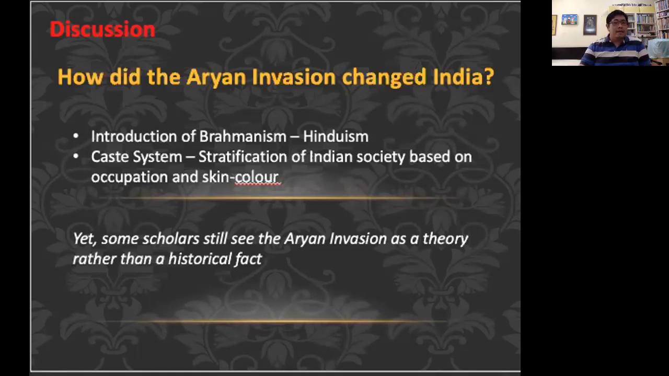And then what will happen for the first time? Two different people come together, one more aggressive, one more passive. A caste system will come about, a stratification of Indian society, initially based on occupation and skin color. Skin color is an obsession in India.